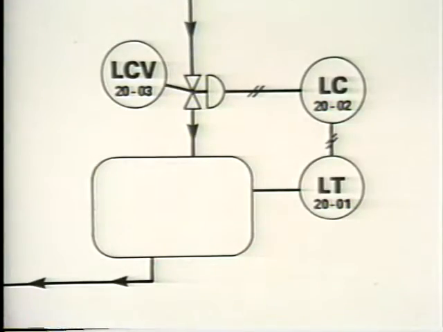Now, we can look at each of the instrument symbols in this simplified P&ID and identify what each instrument is. We already know that this is a level transmitter. It's in control system number 20, and it's the first instrument in the system.